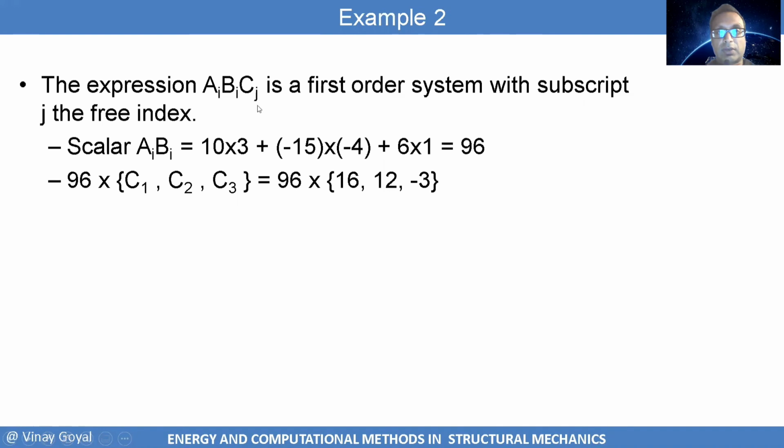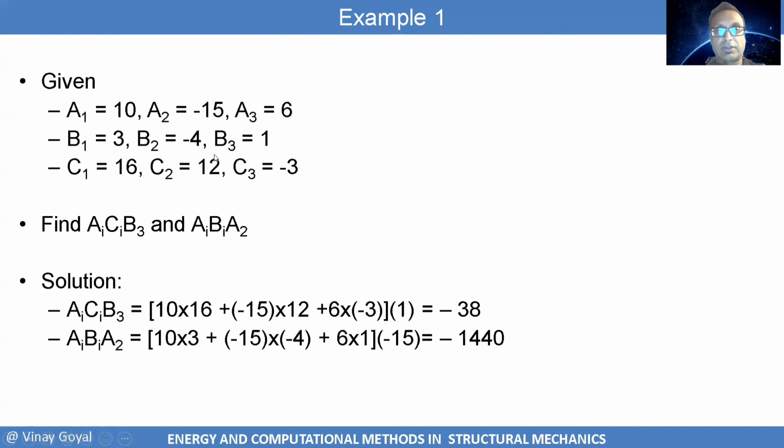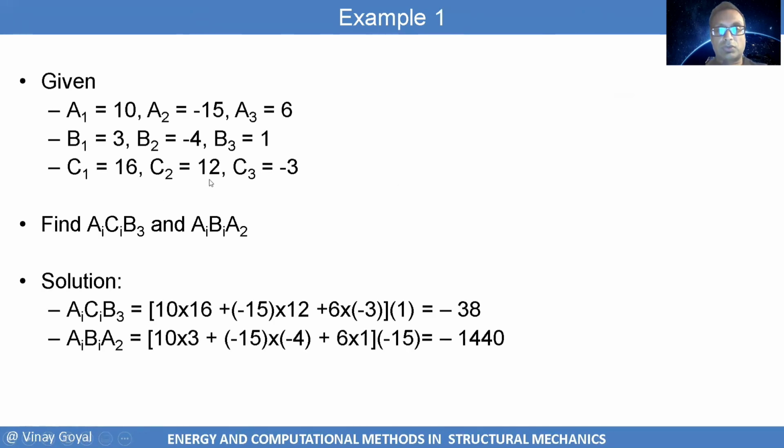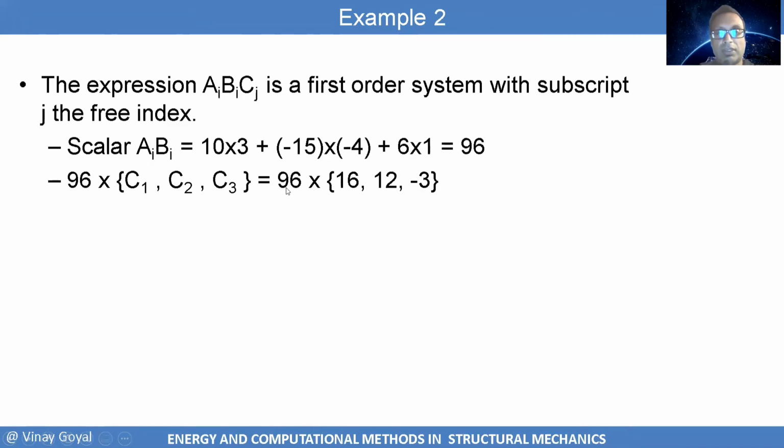In this case, I will calculate the scalar A_i B_i as, and you can see here the values, 10 times 3, and then I have minus 15 times 4, and then 6 times 1. I can do that calculation there, and when I complete the calculation, I get 96. So 96 times, the fact that I have a free index j means that those are components of C1, C2, and C3, which are known. They're 16, 12, minus 3. So that's right here, 16, 12, minus 3. So 96 times this vector with those components.